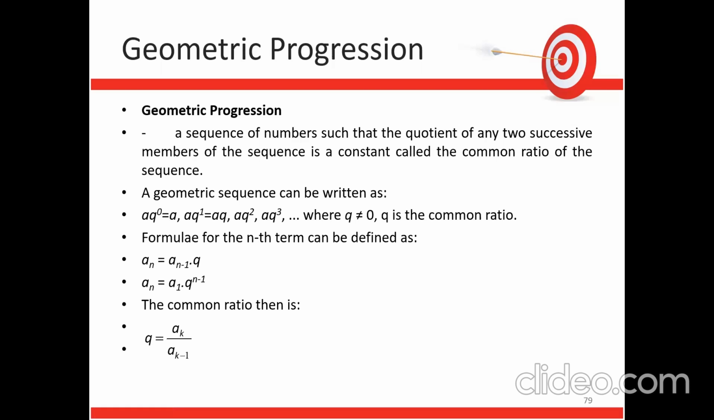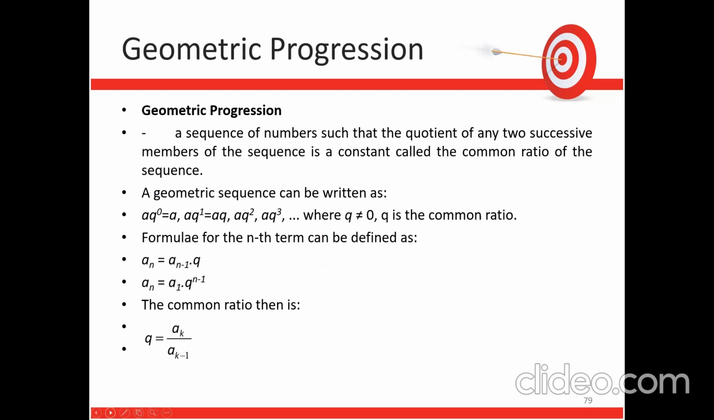A geometric sequence can be written as a times q exponent 0, is equal to aq, and then so on, aq squared, aq cubed, where q is not equal to 0, where q is the common ratio. The formula for the nth term can be defined as a sub n is equal to a sub n minus 1 times q, or a sub n is equal to a sub 1 times q exponent n minus 1. So the common ratio is q is equal to a sub k over a sub k minus 1.